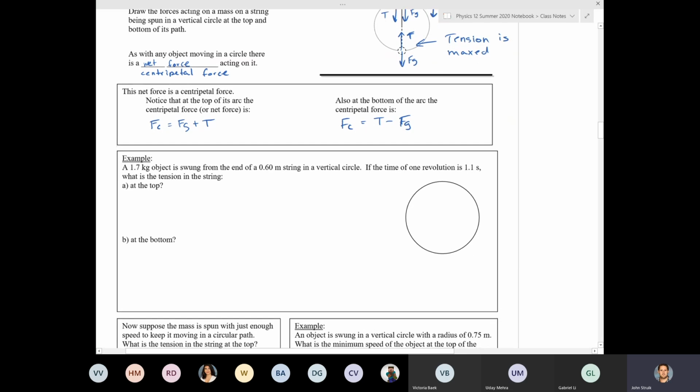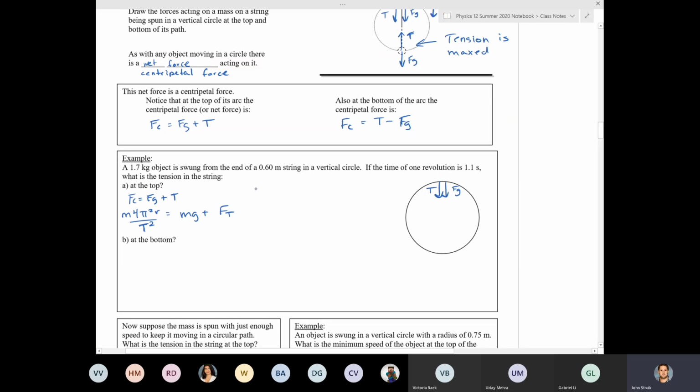So let's do an example. We have something moving in a vertical circle. We have the period. What is the tension in the string? At the top of the arc, we're just going to use what we had before: FC equals FG plus T. So that's those two, T and FG. For the FC, I'm going to be using m 4 pi squared r over T squared equals mg plus, and now I'm going to change this to FT, because I have capital T over here for period. I know it gets confusing.